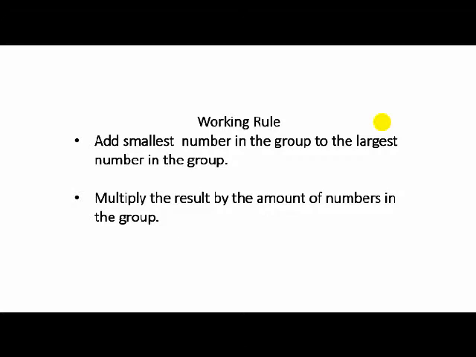In the second step, multiply the result by the amount of numbers in the group. Now from 21 to 31, in all there are 11 numbers, and whatever sum you get in the first step is to be multiplied by 11. Now in the third step, you have to divide the result by 2, and that's all, you got the answer.